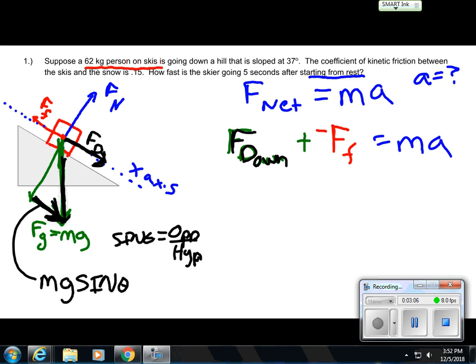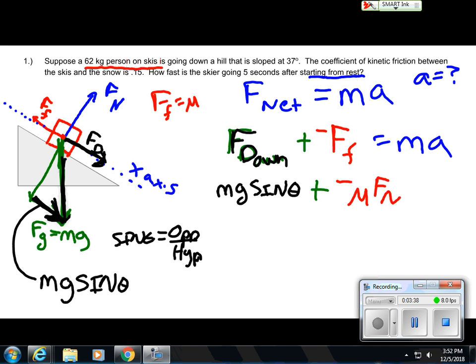Now I can start substituting in what I know and what I don't know. Force down is actually mg, mass times gravity, or Fg, either one. I'm going to take the sine component of my gravity: mg sine theta. Plus, I'll do green I guess, plus a negative force of friction. Now what is force of friction? Force of friction is mu Fn. Where did I get that from? That is a formula that you look up in the back of your physics reference table. Set it equal to ma.